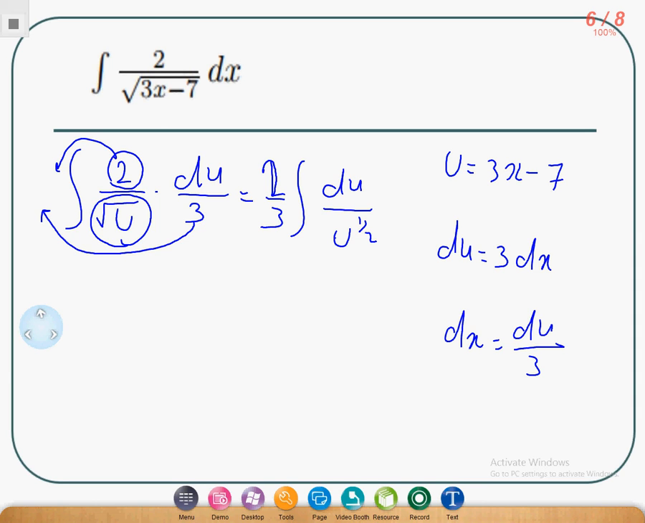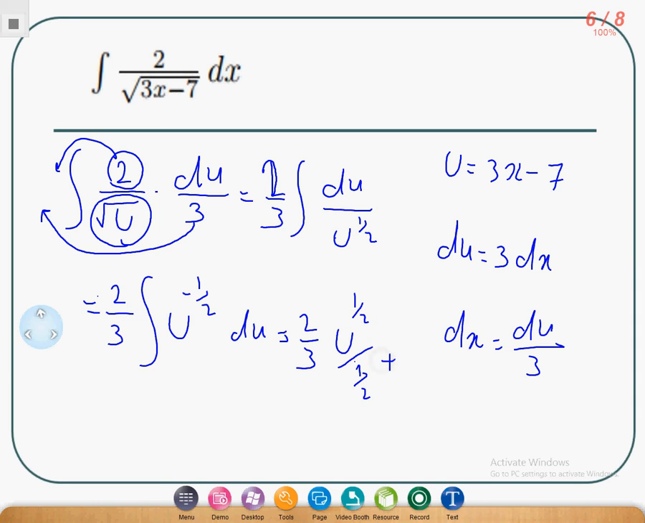Now move u from down to up. It will be excellent u to the power negative because you moved it from the denominator to the numerator. Now increase the power 1. 2 over 3 as it is, u to the power half over half plus c.